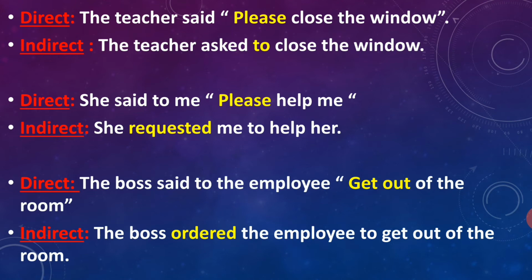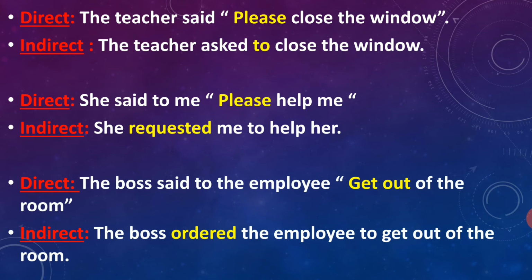Okay. So the third example, the boss said to the employee, get out of the room. So here get out is an order. So you have to write it as, the boss ordered the employee to get out of the room. So you have to just add the reporting verb and you have to change the mood of the sentence. Okay. So these are some of the examples of positive imperative sentences.